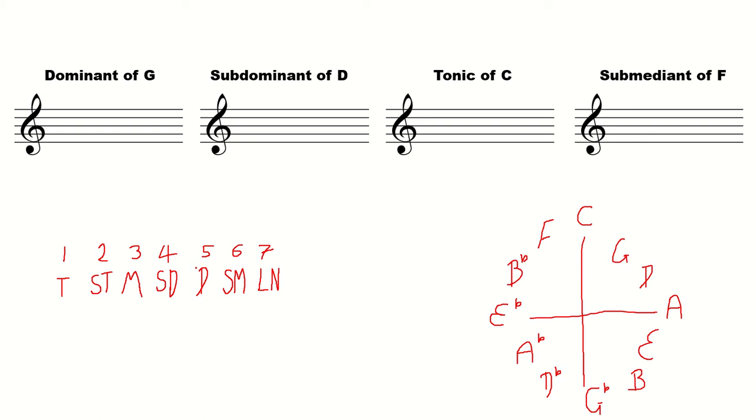So tonic and dominant. In between those, we have our mediant. So that is the midway point between tonic and dominant. So 1, 3, and 5. And then we will have all these ones in between those.